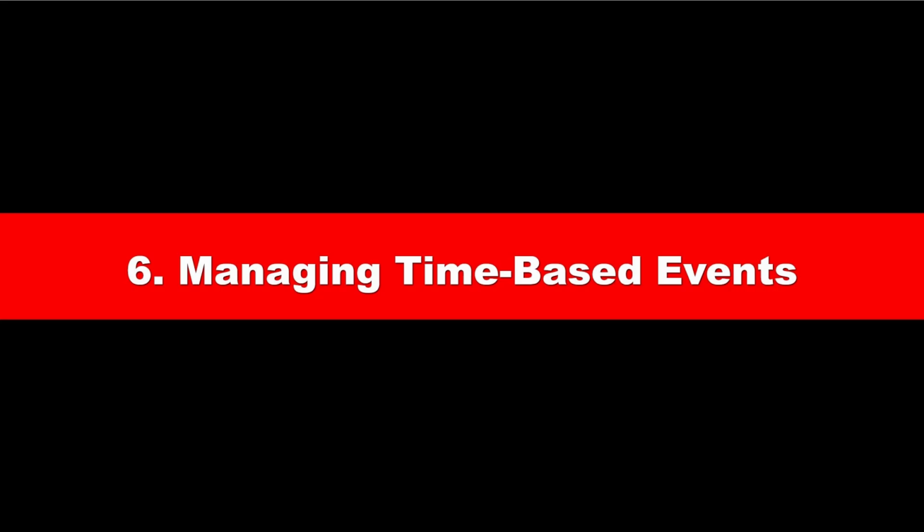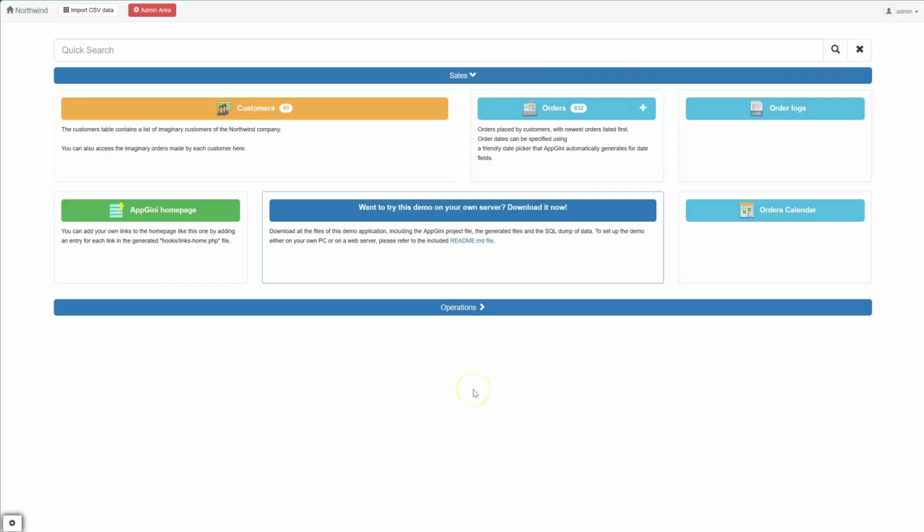In the previous videos, we created event types for the shipped and late orders and displayed them in a unified calendar and then in separate calendars. In this video, we'll see how to handle events that have both a date and a time.